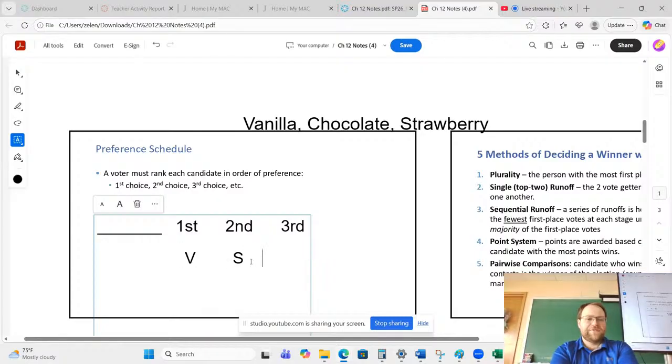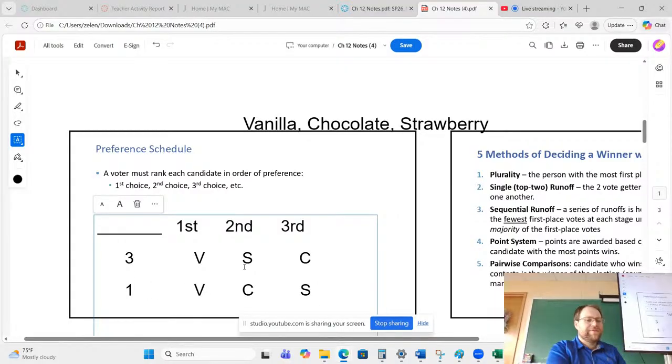Okay, so vanilla, strawberry, chocolate. Same thing. Same thing for me too. For me, strawberry would be last. Okay. So strawberry would be last: vanilla, chocolate, strawberry. Okay, so 3 for the first one, 3 people for voting this way.